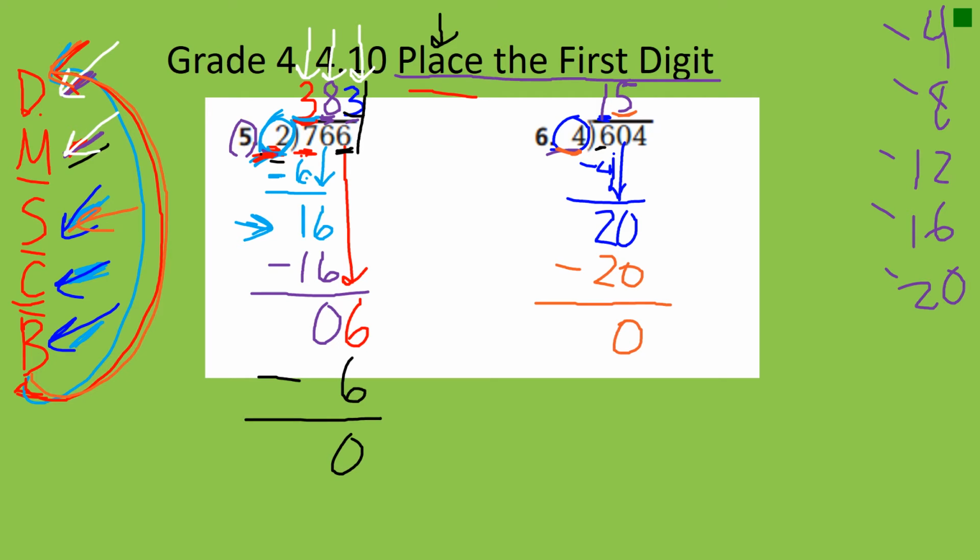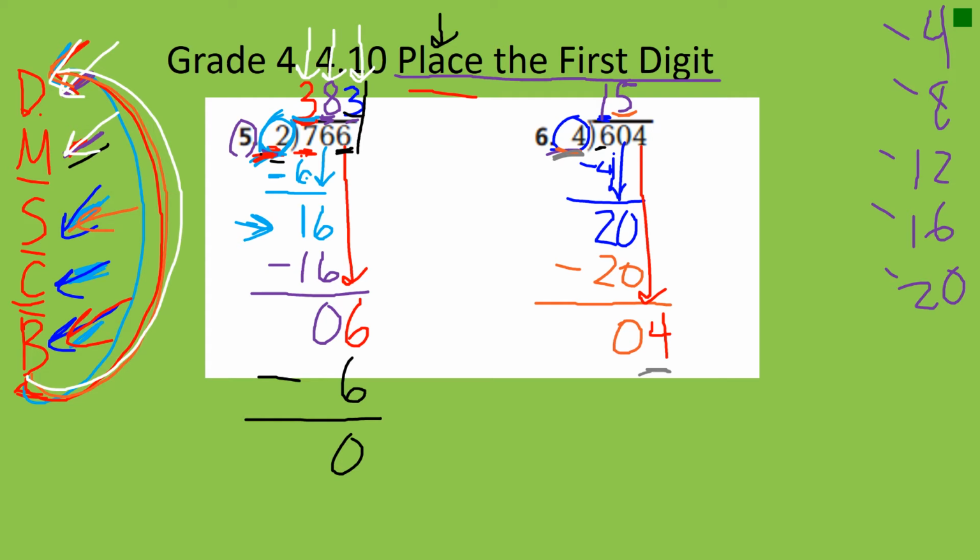Is it time to celebrate yet, boys and girls? No, no, no, not yet. Because of our friend, the ones place. B for bring down. And we're bringing down that 4. Okay? And then we start all over again. D for divide. Does McDonald's serve cheeseburgers? Divide, multiply, subtract, check, bring down. Right? So, D for divide.